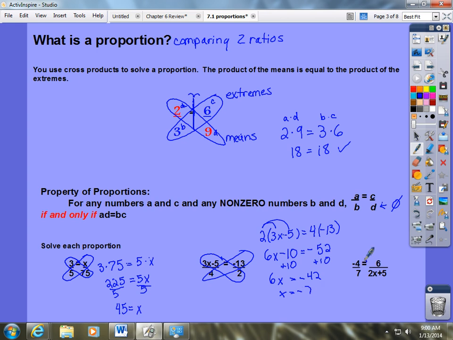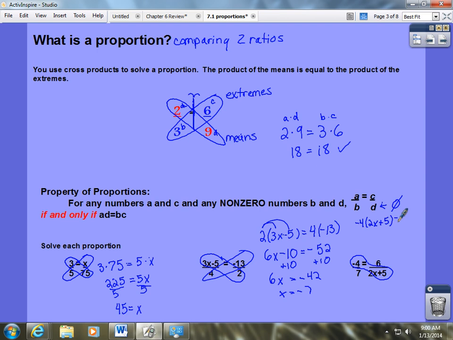Negative 4 times 2x plus 5 equals 7 times 6, which is 42. Going to distribute. Negative 4 times 2x is negative 8x. Negative 4 times 5 is negative 20, equals 42.